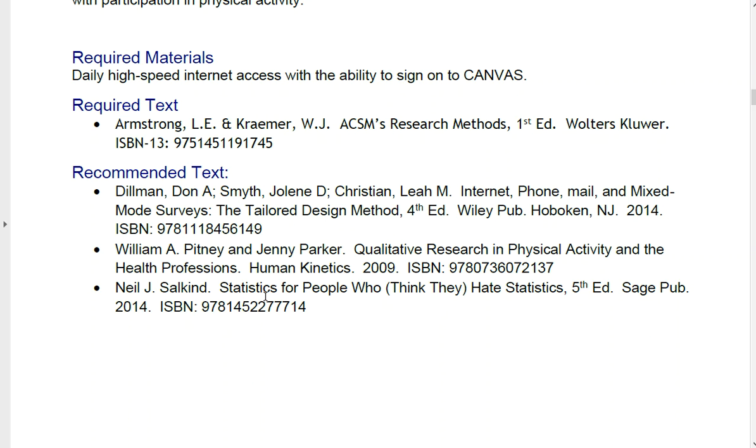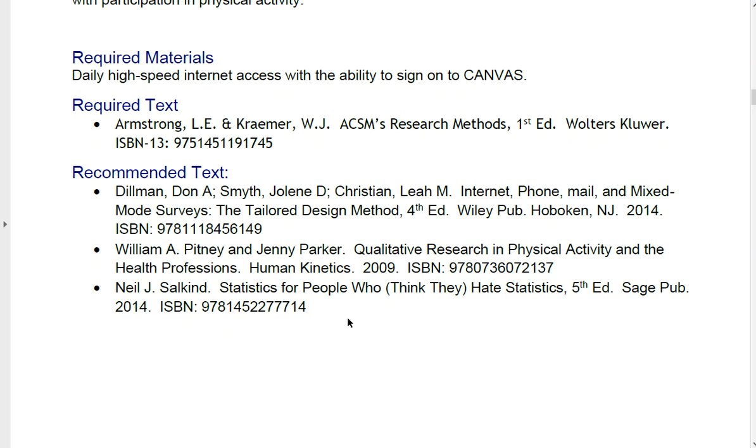I don't recommend getting statistics for people who think they hate statistics this semester. I am going to make it a required book next semester for the individual research. The reason is that this particular book dives really well into things like the t-test and the ANOVAs and the multifactorial ANOVAs. It also talks about the non-parametric statistics when it comes to chi-squares.